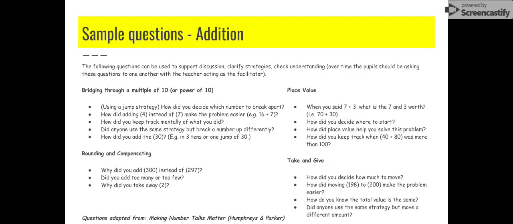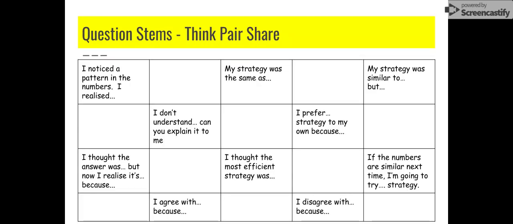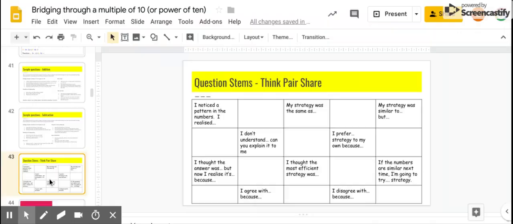The next section includes sample questions that the teacher could use to probe understanding, and that over time you would want pupils to start using so that they start a dialogue between themselves rather than a back and forth conversation between pupil and teacher. Example question stems that could be gradually introduced to pupils through think, pair, share activities have also been provided. These could be built up over time and adapted depending on the pupils you're working with.